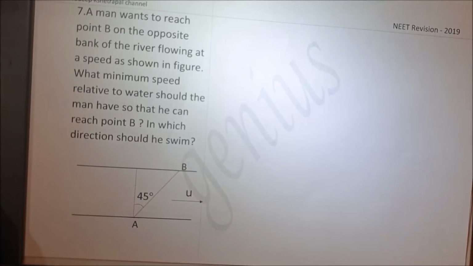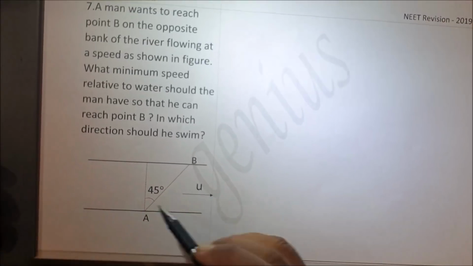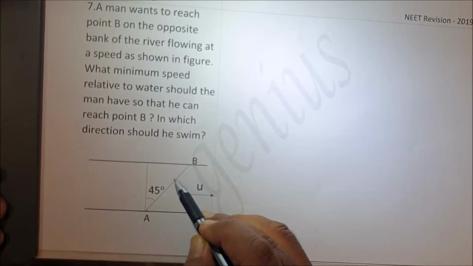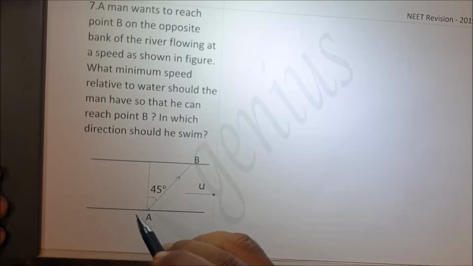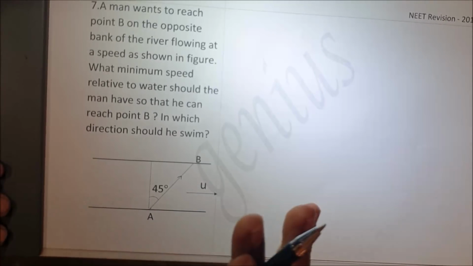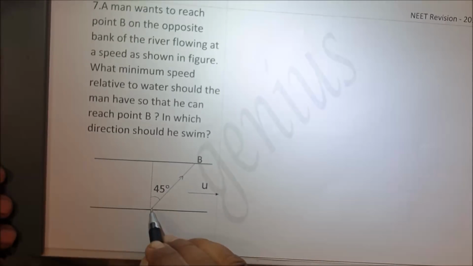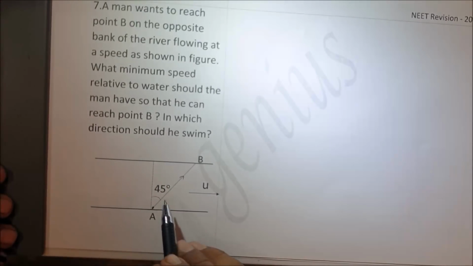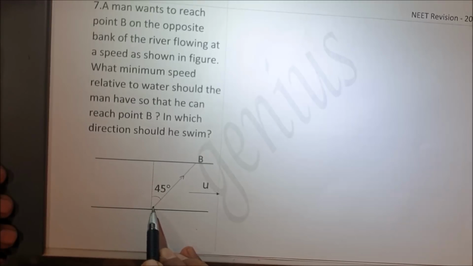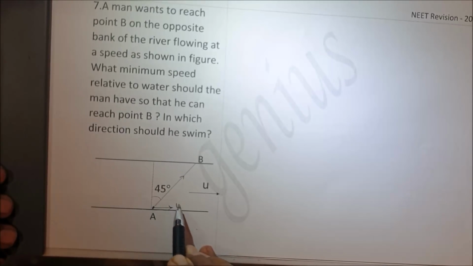A man wants to reach point B on the opposite bank of the river flowing at a speed as shown in the figure. What minimum speed relative to water should the man have so that he can reach point B? If he wants to go from A to B, then this should be his resultant velocity. You see, a man is being pulled by water in this direction. With what velocity? U.